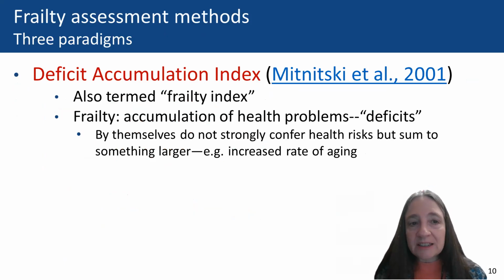The first is the Deficit Accumulation Index, also termed the Frailty Index. By this concept, frailty is recognized as an accumulation of health problems. Those problems are what are termed deficits, and further conceptualized as deficits that by themselves don't strongly confer health risks, but in the aggregate, if many of them are experienced, something larger. And indeed, in the original paper, the index was seen as reflective of the rate of one's aging. Incidentally, our series includes a module on concepts where you can learn more about the concept underlying this measure.